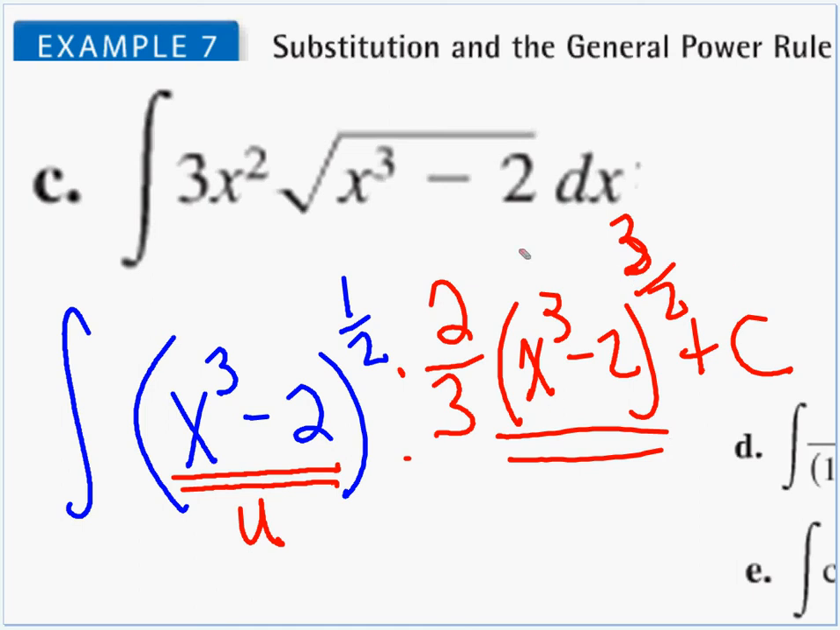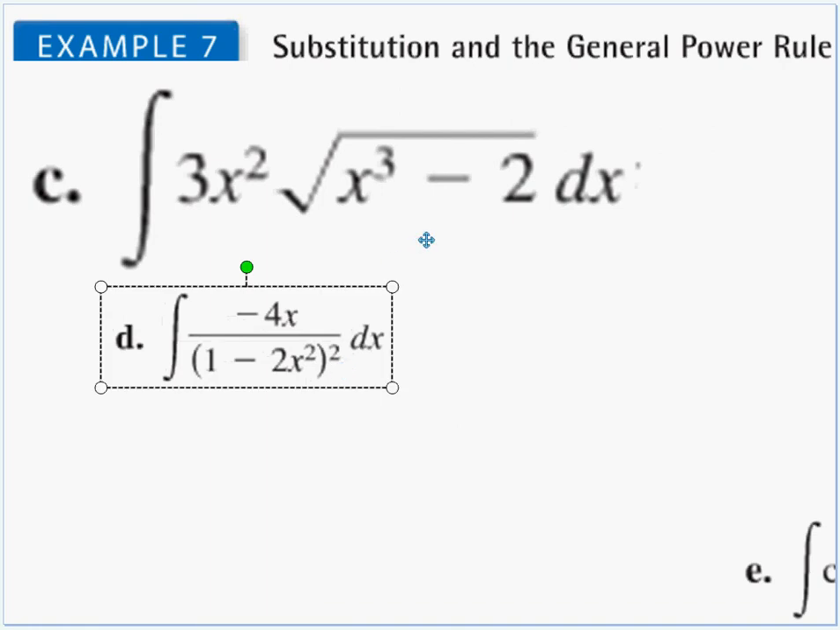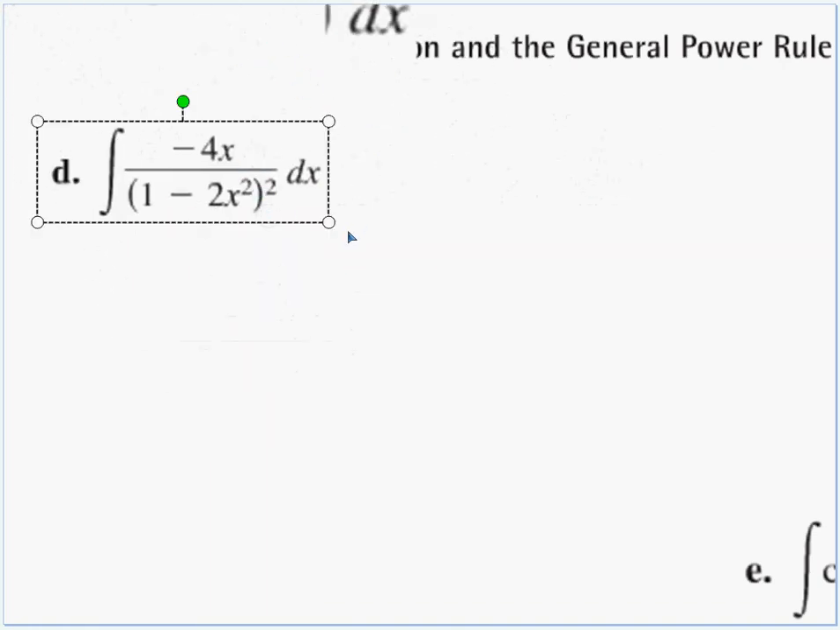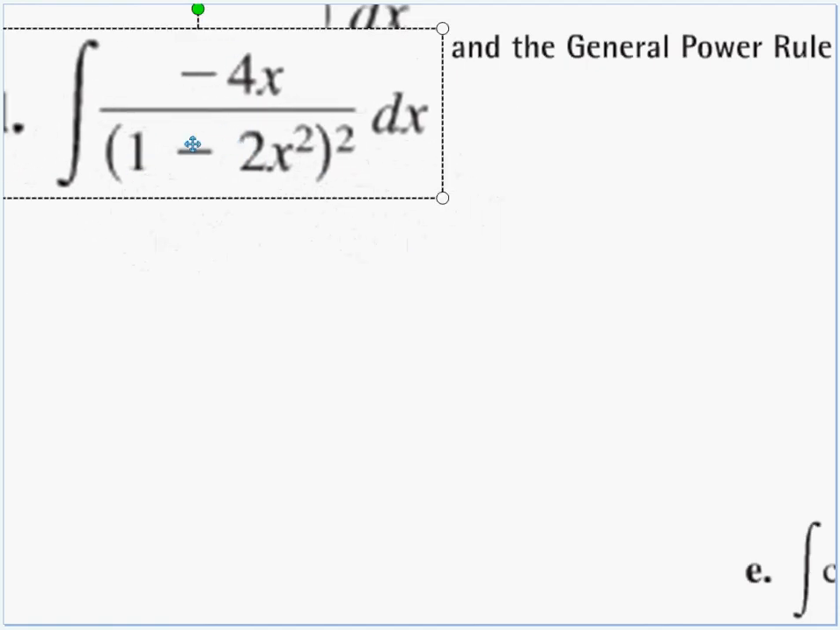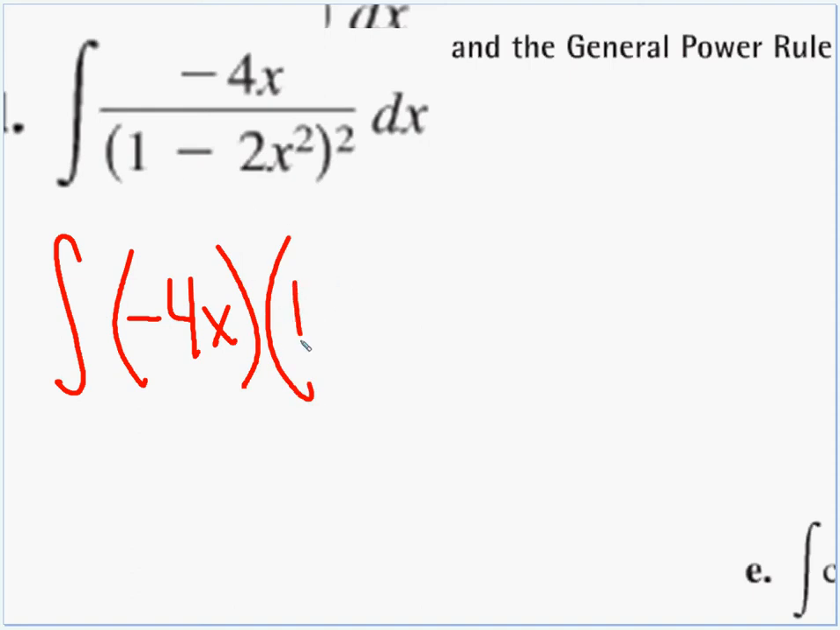Letter D. Let me get some of these out of here. There we go. Now we've got a rational expression. The denominator is in parentheses raised to the power 2. I'm guessing that's going to be the inside function. First, let's bring that denominator up and give it a negative exponent. So our numerator is negative 4x, and then our denominator comes up. 1 minus 2x squared, but now it's going to be to the negative 2 since we brought it up from the denominator.